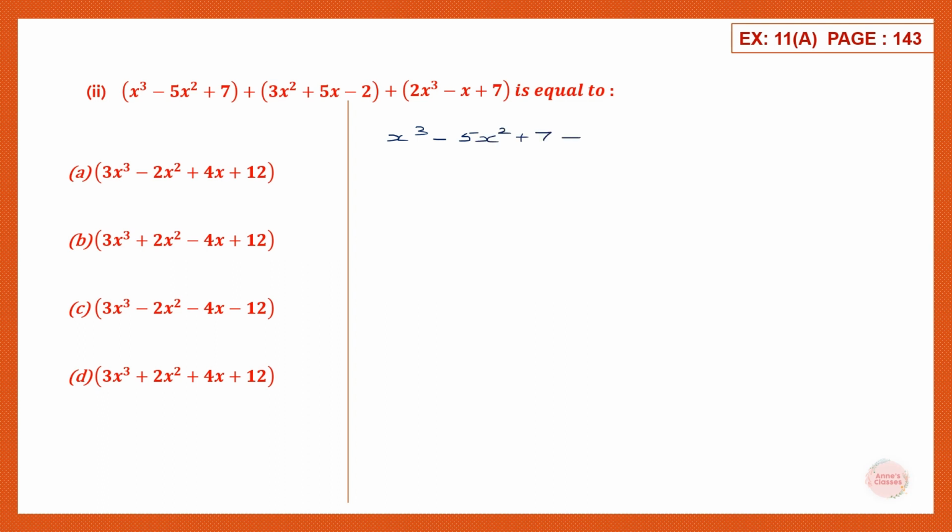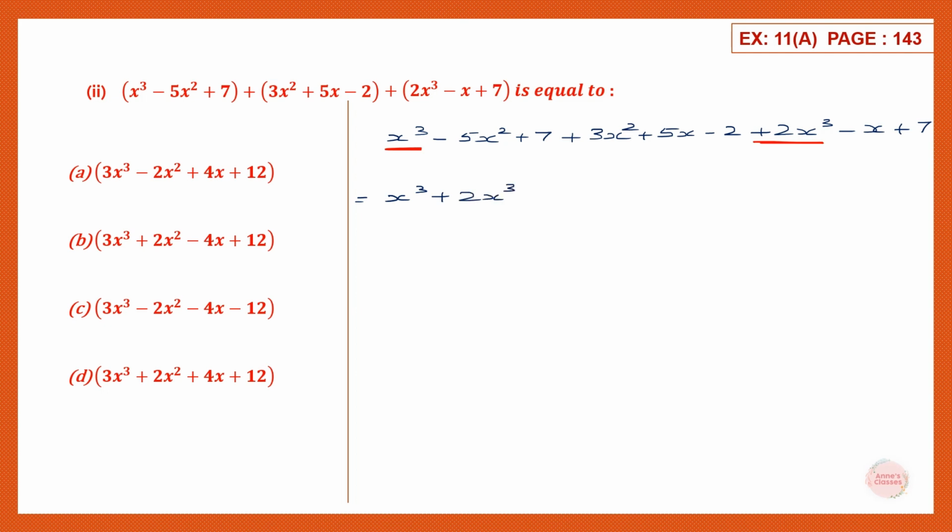Now the next set of polynomials, no change in the sign. 3x squared plus 5x minus 2. Then we have plus 2x cube minus x plus 7. No change. Now let's look out for the like terms. We have an x cube here and a plus 2x cube there. So this is equal to x cube plus 2x cube.